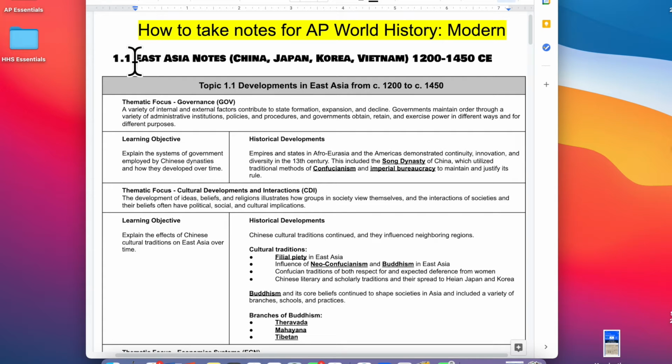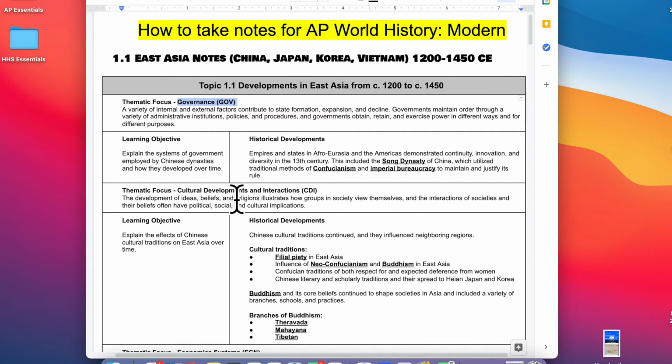We're talking about topic 1.1. Where are we? We're in East Asia. What does that mean? China, Japan, Korea, and Vietnam. What's the drama? What's going on in China, Japan, Korea, and Vietnam from 1200 to 1450 CE? Well, first we got to take a look at the theme. What is the general theme? So we're going to focus on governments in China, Japan, Korea, and Vietnam.